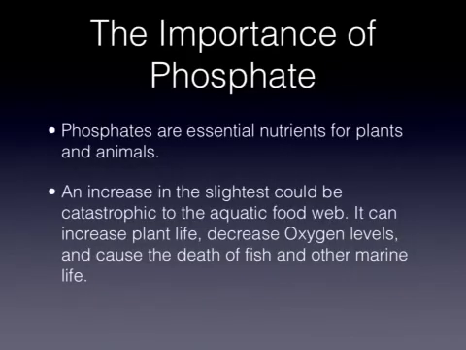The importance of phosphate in water is that it's an essential nutrient for plants and animals to grow. An increase in the slightest could be catastrophic to the aquatic food web. It can increase plant life, decrease oxygen levels, and cause the death of fish and other marine animals.